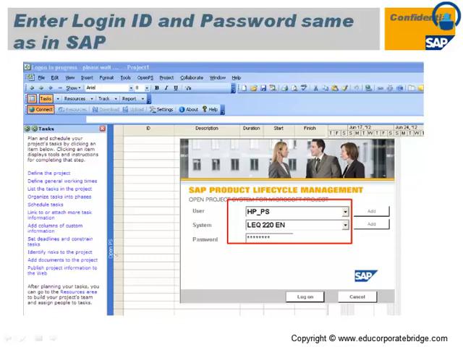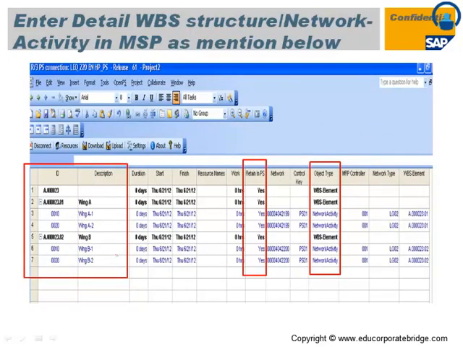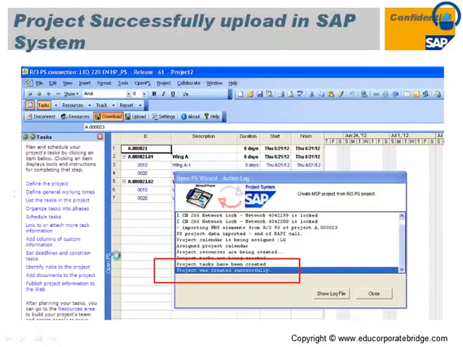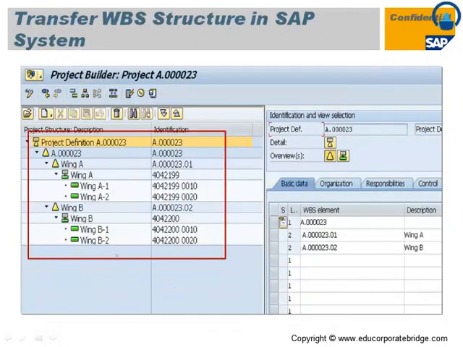After entering the appropriate user ID and password, the system will let you maintain some projects. You can maintain the project in MSP, including your project WBS and network activity. Finally, you can transfer this WBS structure or project structure into SAP. The system shows the project was created successfully in SAP, so the same structure you can get in SAP. Here you can link these two different systems into a single platform. This is the way you can transfer the data from MSP to SAP and SAP to MSP.